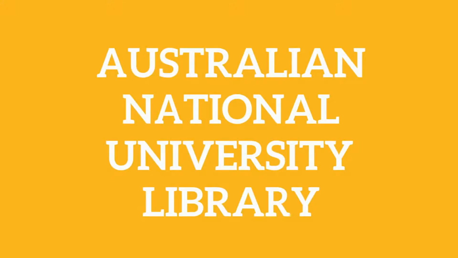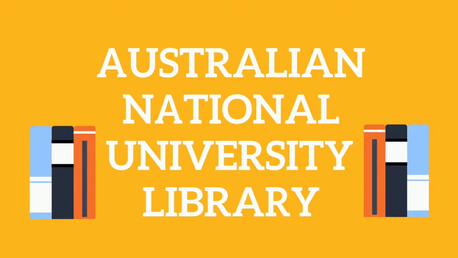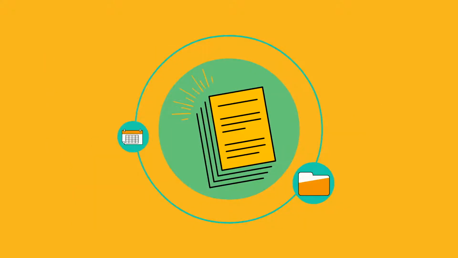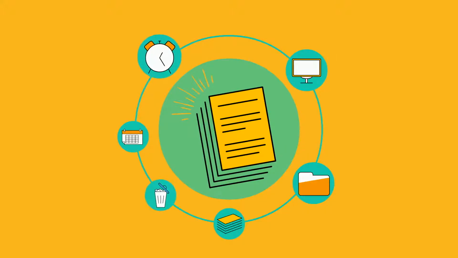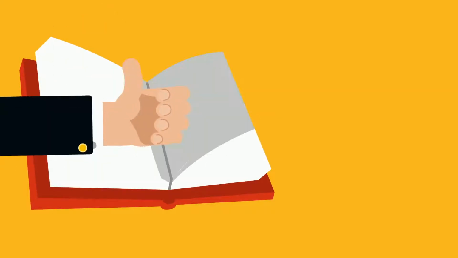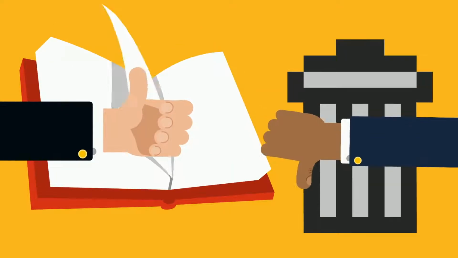This is the Australian National University Library, and this is what you need to know about evaluating information sources. With all the information out there, it can be really overwhelming working out which sources you should cite in your research. So how do you determine what is a quality source and what is, well, not?